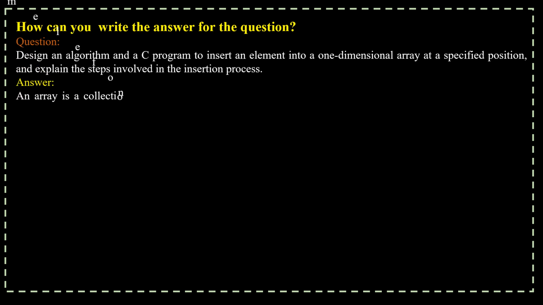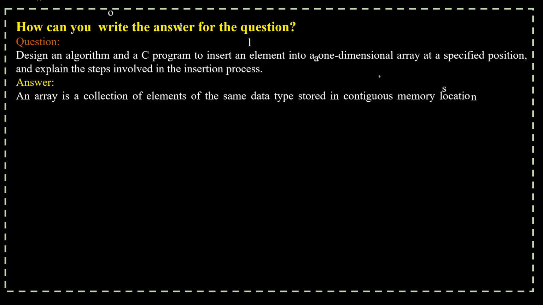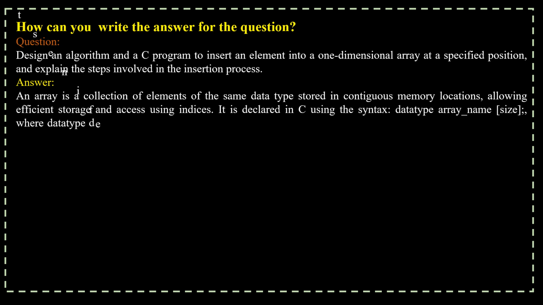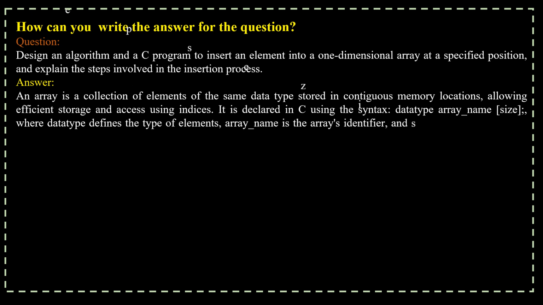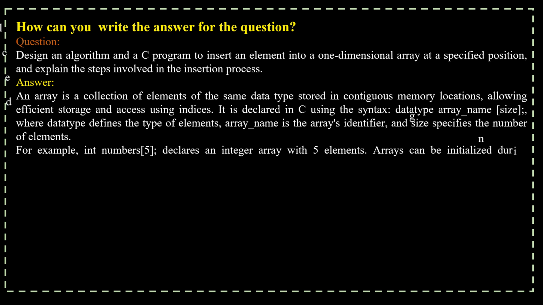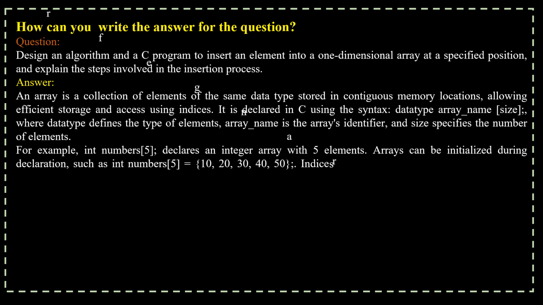Answer. An array is a collection of elements of the same data type stored in contiguous memory locations, allowing efficient storage and access using indices. It is declared in C using the syntax data type array name within square brackets size, where data type defines the type of elements, array name is the array's identifier, and size specifies the number of elements. For example, int numbers[5] declares an integer array with 5 elements.